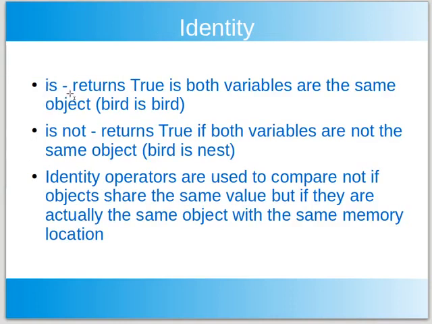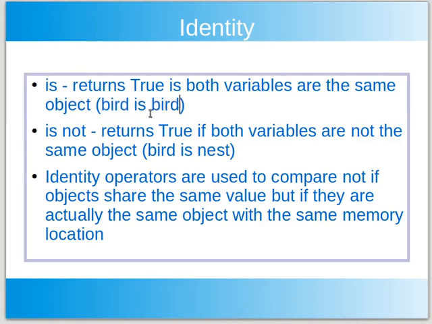Identity. Is and is not are going to be your two options for that. Is returns true if both variables are the same object. So for instance, bird is bird would return true. Is not returns true if both variables are not the same object. So bird is not nest would also return true, because a bird is obviously not a nest, and certainly not if we're talking about the same object requiring the same memory location.